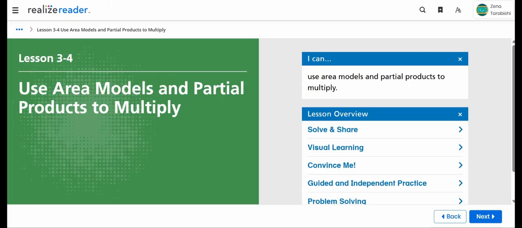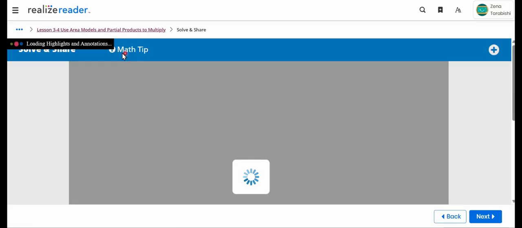And so you should be on page 93 right now. You can go ahead and read the I can statement. I can use area models and partial products to multiply. And let's go ahead and begin with our math fact of the day.